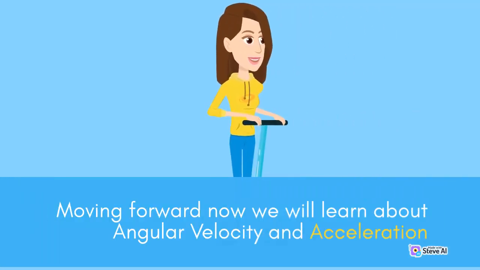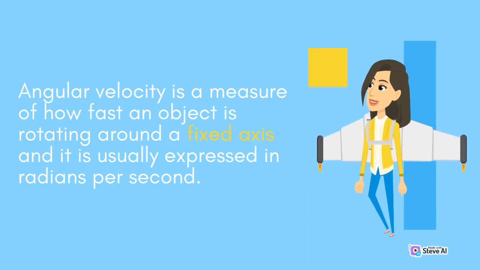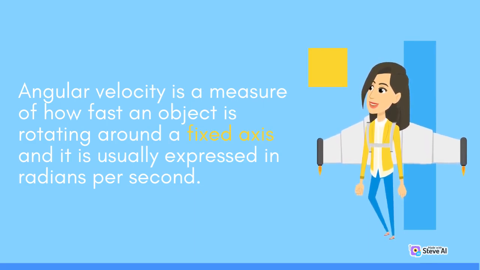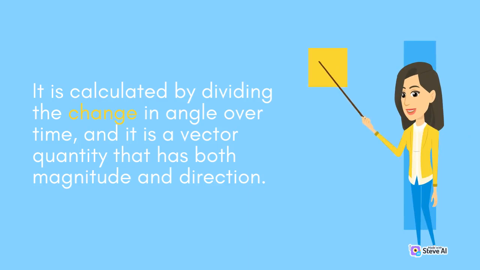Moving forward, now we will learn about angular velocity and acceleration. Angular velocity is a measure of how fast an object is rotating around a fixed axis, and it is usually expressed in radians per second. It is calculated by dividing the change in angle over time, and it is a vector quantity that has both magnitude and direction.